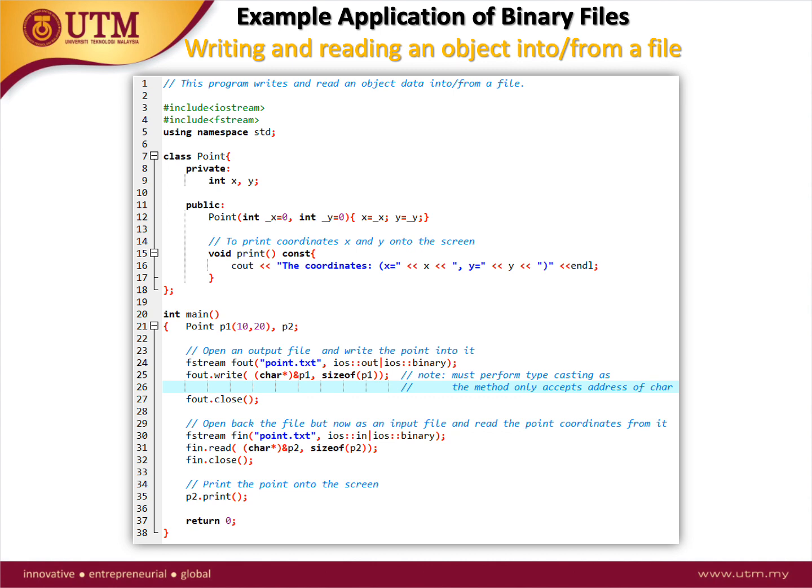Again, there are two arguments, so we must perform typecasting as the method only accepts the address of char. This one opens back the file, but now as an input file, and reads the point coordinates from it. No matter if you're using the pointer, it already holds the address. Then we call back this print function.